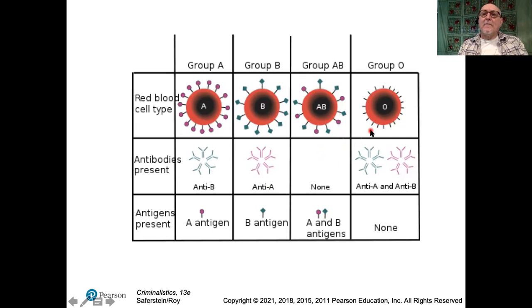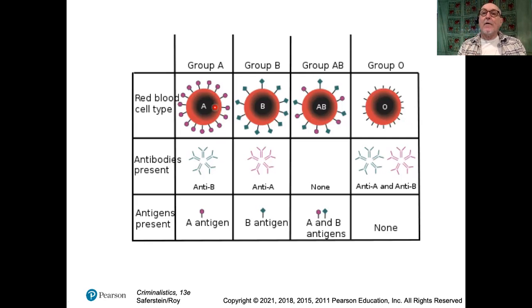But what about somebody who's group O? They have none of these antigens on the blood corpuscle. They produce both antibodies. They produce anti-A and anti-B. Okay, so it's just a trick. Just remember that you produce antibody to what you don't have. You produce antibody to what is not your own characteristic.